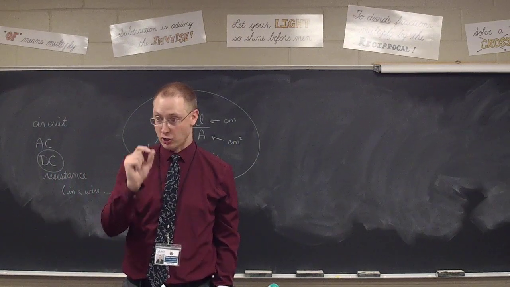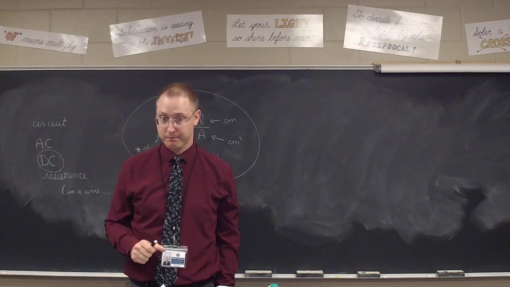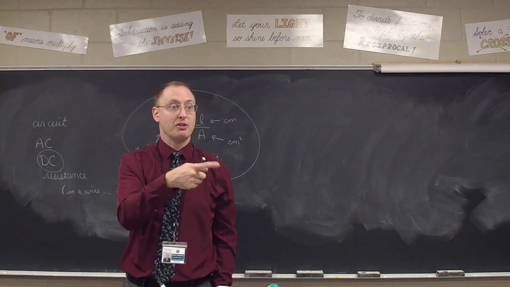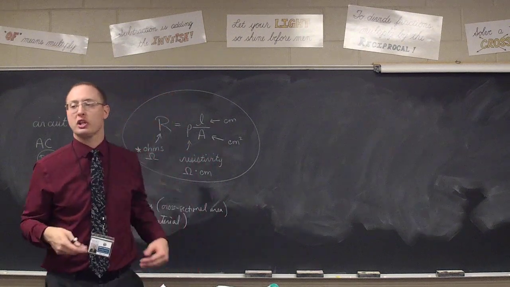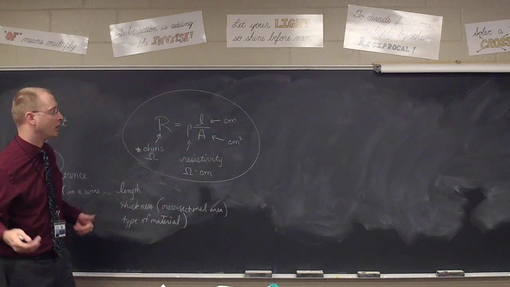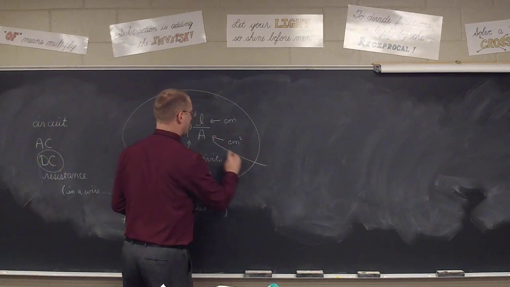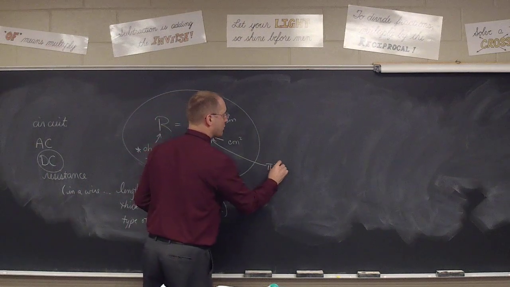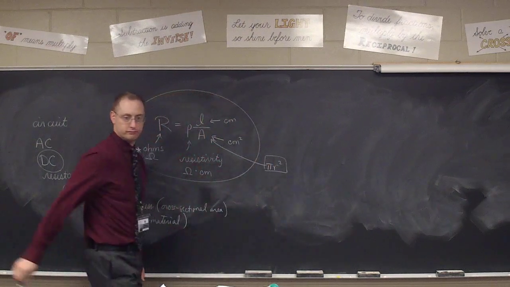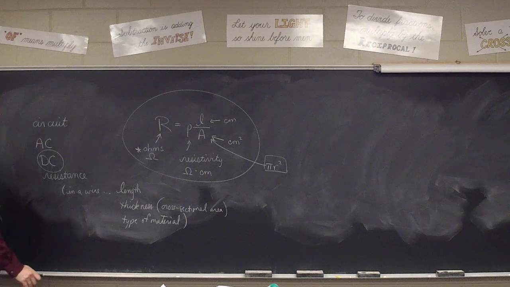Now, most wires, if you look at them, what shape is their cross-section? Take a piece of wire, you cut it, and you look at the end you just cut. What shape you got? Generally a tube, a circle, right? The cross-section is usually a circle. Wires are usually circular. So generally speaking, your cross-sectional area is going to be found by pi r squared, because you're generally working with a circular cross-section.